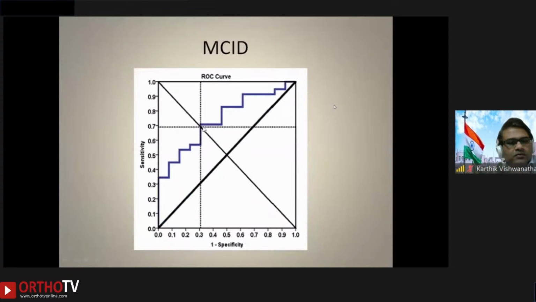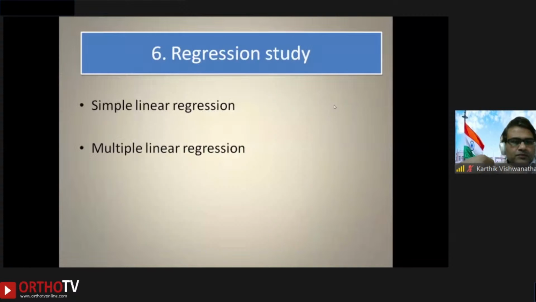The MCID value is also a component of responsiveness. The point on the ROC curve which is closest to the top left corner indicates it is significant. Regression studies are used when you want to measure association between more than 3 or 4 variables.